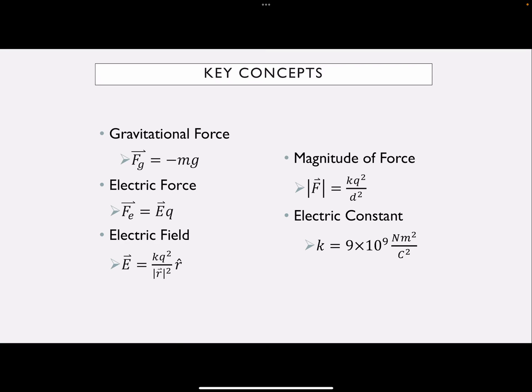Key concepts that we focused on in this lab were the gravitational force, which is just negative mg, because there's a force acting downwards on the top tape. And then there's also the electric force, which is just the electric field times the charge. The electric field is found by taking K, the electric constant, times the charge squared divided by r squared, which is the distance, and then r hat to give direction. With all of that information, we could take the magnitude of the force, which is equal to kq squared divided by d squared, the distance. And that allowed us to find the charge within this experiment.